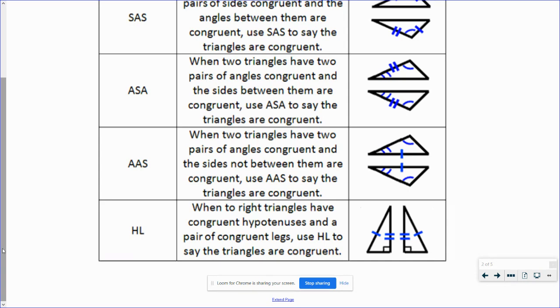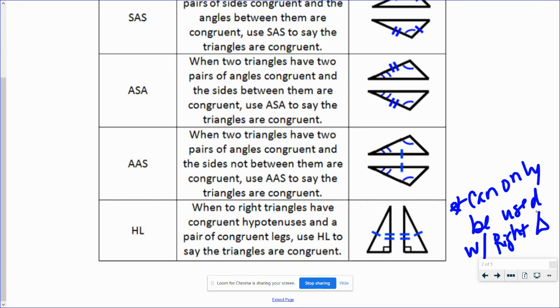And then the last one, you may want to make a note for yourself. Okay, hypotenuse leg can only be used with right triangles. Now, that is not to say that we will use hypotenuse leg every single time that we have a right triangle. It just means it can only be used when we do have them. Okay, but what the hypotenuse leg theorem says is that if we have two right triangles and we have a pair of hypotenuses marked congruent and one of the legs marked congruent, we can say that those two triangles are congruent.